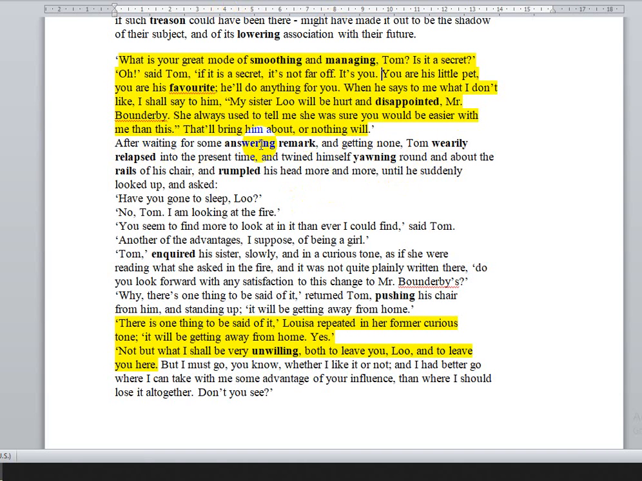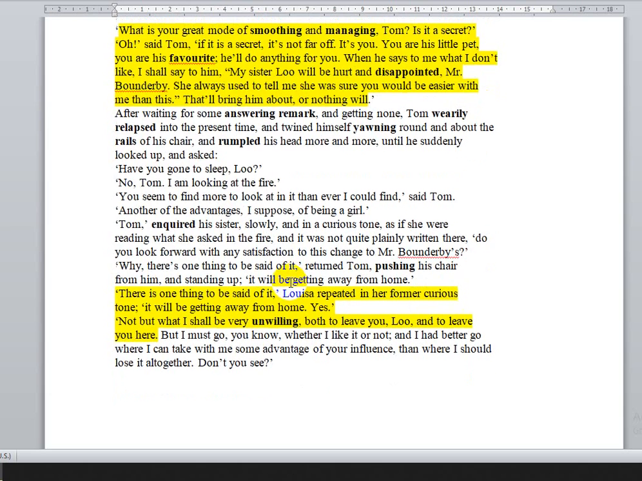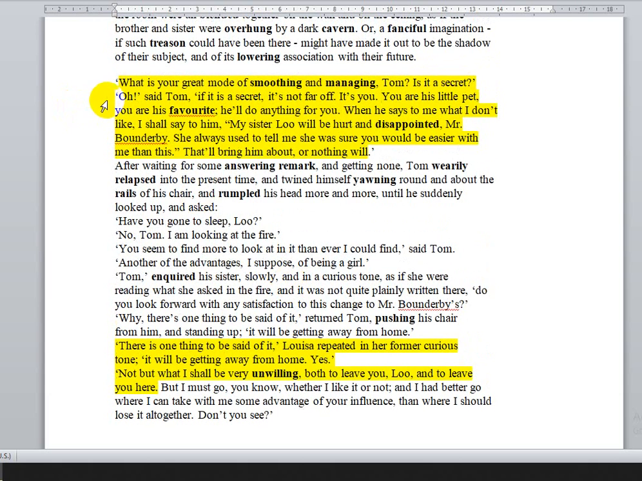This sentence is said to him by Bounderby, and then Bounderby will be flexible with him. That will bring him about, or nothing will. This is the only thing that will soften him, and nothing else. So this also refers to the kind of relationship between Bounderby and Louisa.